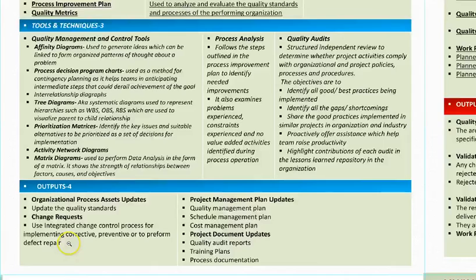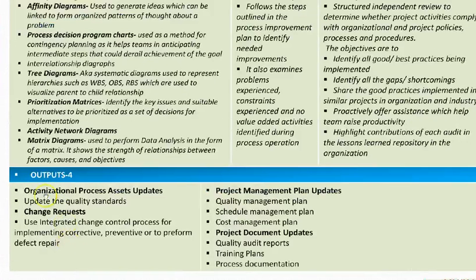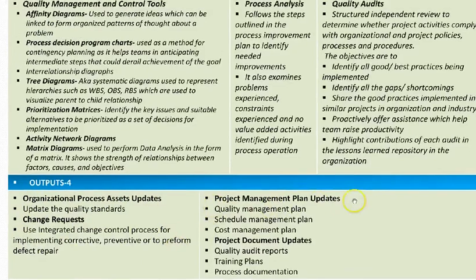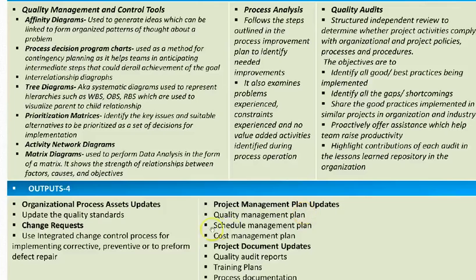Now again, we get 4 outputs from here, namely organizational process assets updates, which update the quality standards. Then we have the change requests. Again, the change request always uses the integrated change control process to implement corrective, preventive, or defect repair action. The third one is project management plan updates, where you update the quality management plan, schedule management plan, and cost management plan.